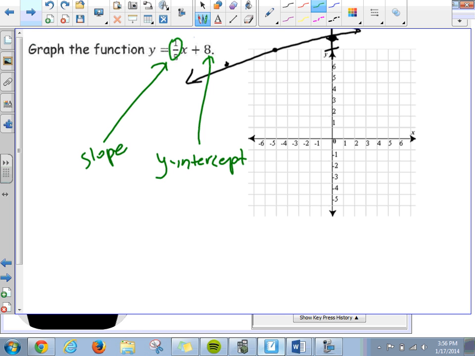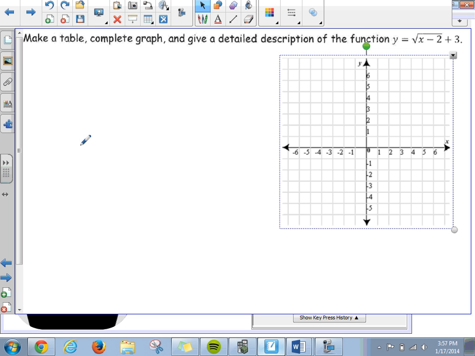If you're ever getting stuck though, another great thing you can do is start plugging in values. So we can start plugging in 0, 1, 2, 3, 4, whatever we want for x. And we can create a table that way and then plot those coordinate points. Another excellent way to graph something. Moving on, it says to make a table, complete a graph, and give a detailed description of the function. And so with this one, we're really going to focus on that detailed description.